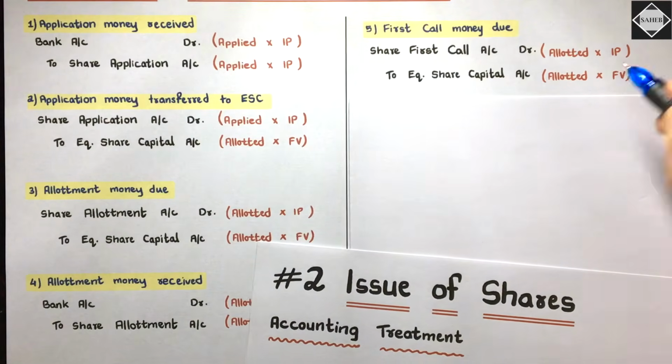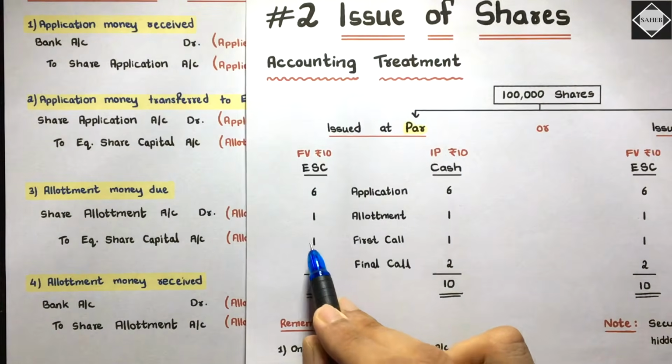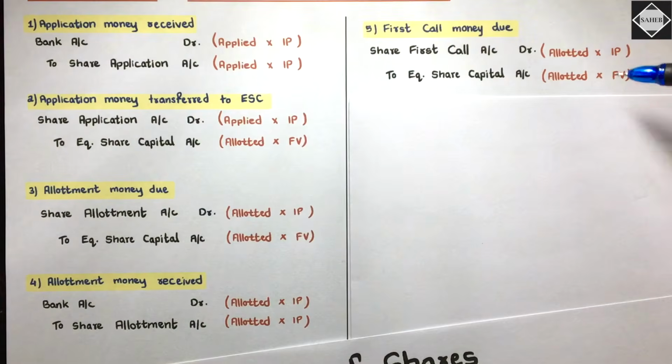Face value doesn't mean 10 rupee. It means first call part of face value. See, first call part of face value, that is 1 rupee. So 1 lakh into 1, that is 1 lakh. So you will increase the capital by 1 lakh. Why have you increased this? Because of first call, right? So that's how you will take it.